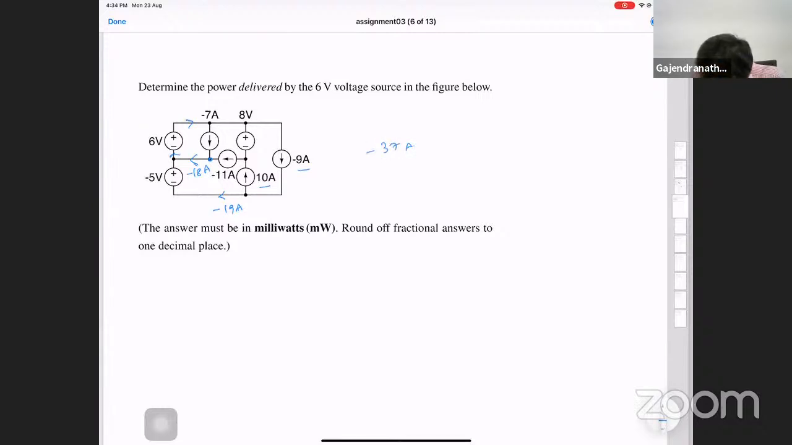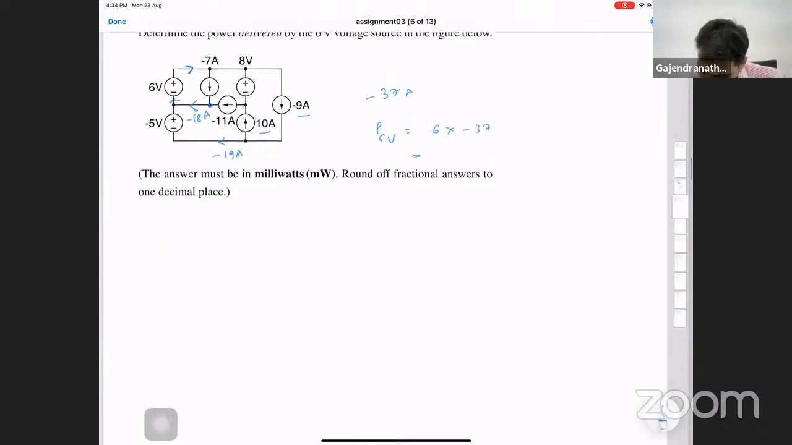So the current going here, the current given by this 6 volt source, is 6 times minus 37 amps. So it means actually this guy is taking the current, it's not giving the current. So the power delivered by it is negative. So you can multiply it and write the answer.